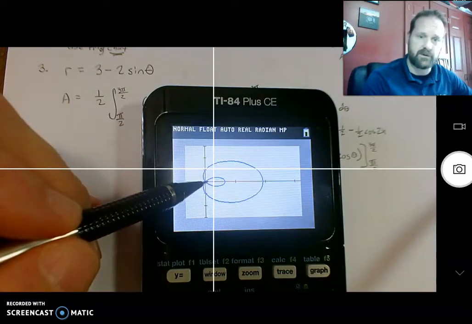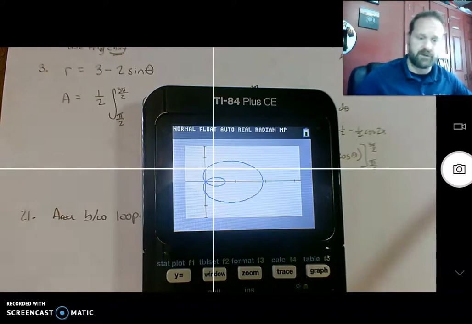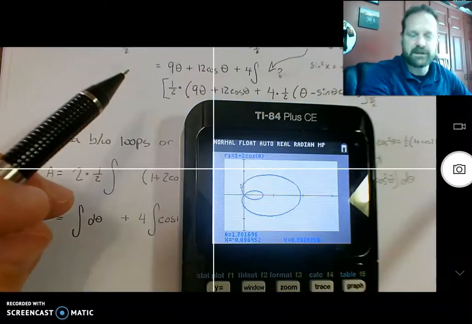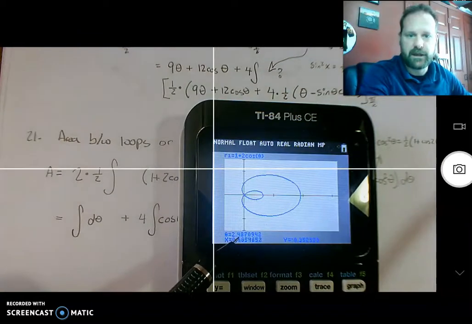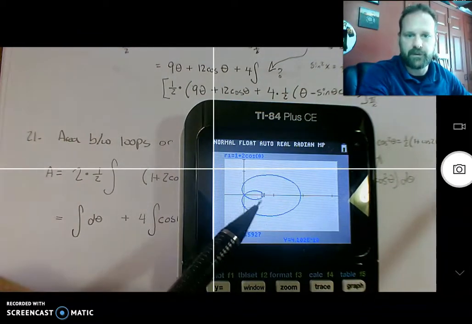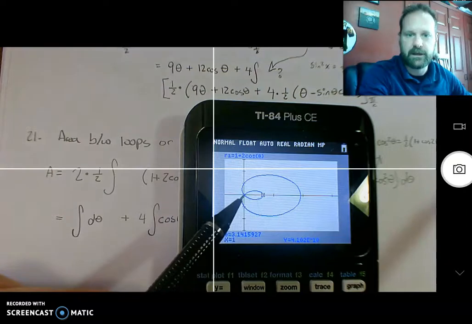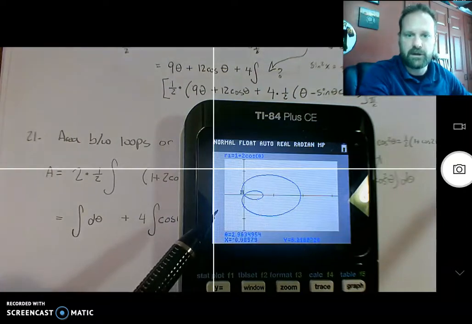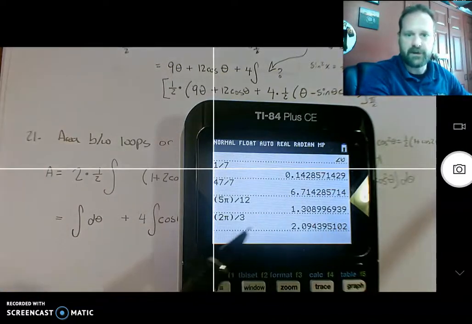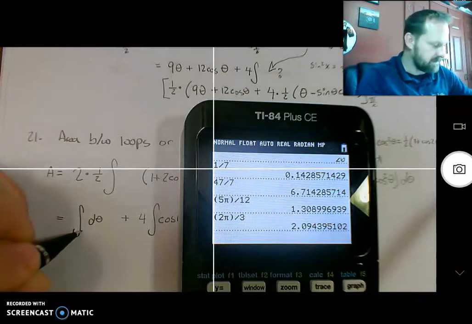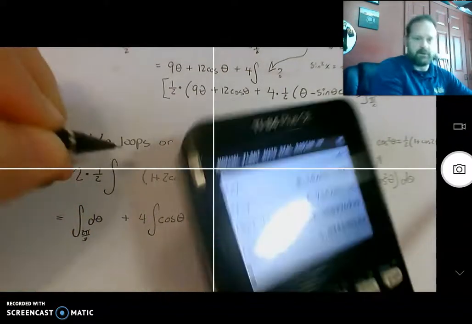And in order to do the little one, I'll show you. Okay, so I decided to use trace here, and I've got 2.09 and then 3.14. So I know that's pi, and 2 point what? Okay, that's 2 pi over 3, 2.09. So I'm going to use 2 pi over 3. Oops, let me write that up here.